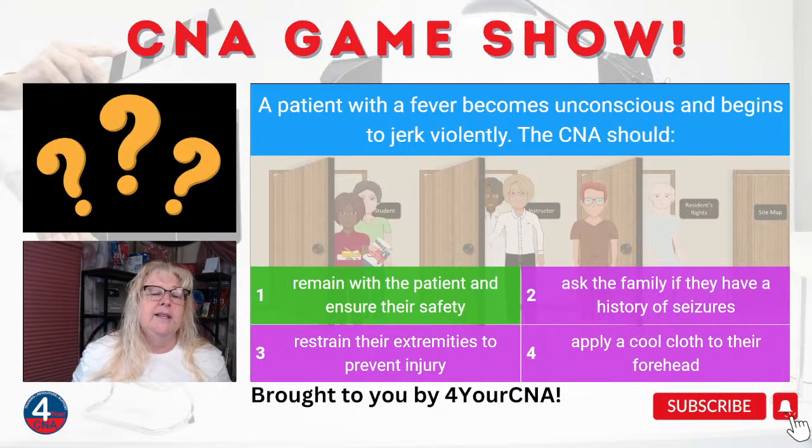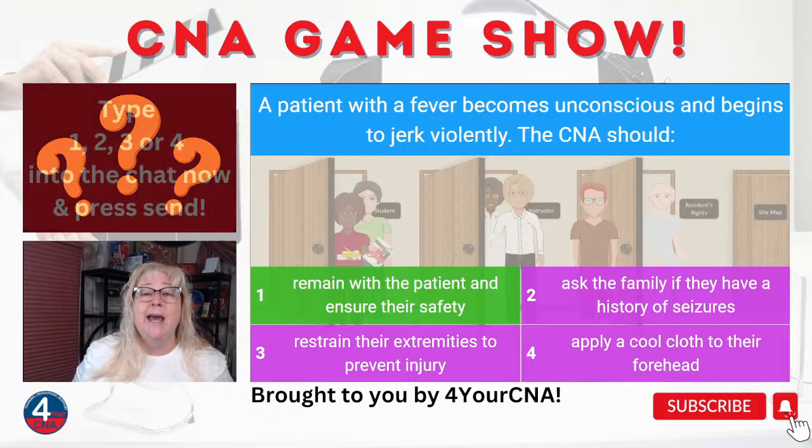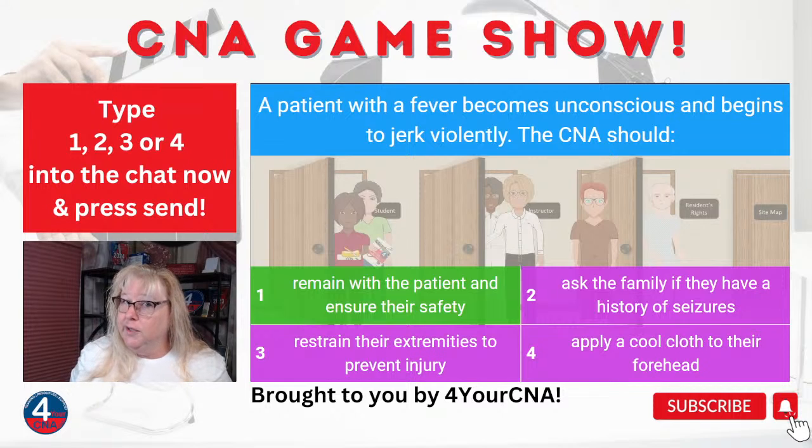The right answer here is to remain with the patient and ensure their safety. This patient is having a seizure. Now, it could be due to the fever. It could be due to something totally unrelated. We don't know. Not our job. What we need to do is ensure the patient's safety. So we're going to remain with them.